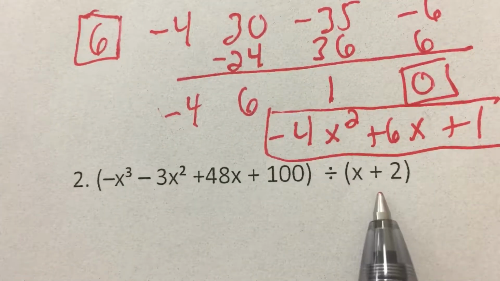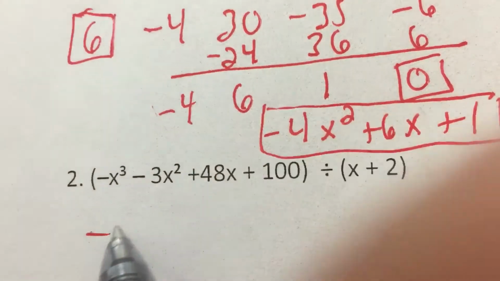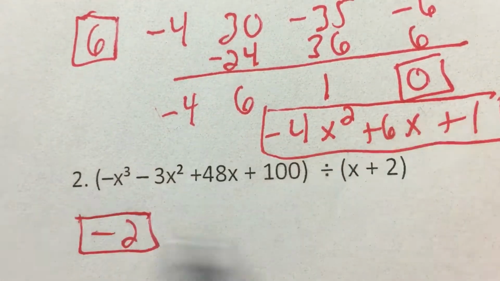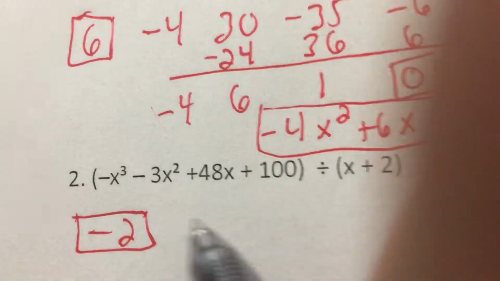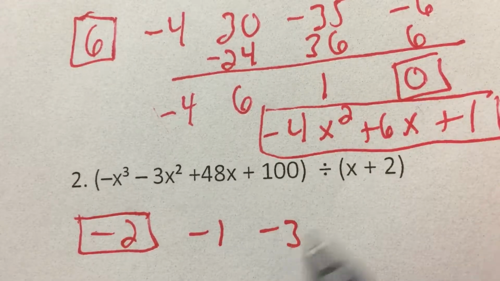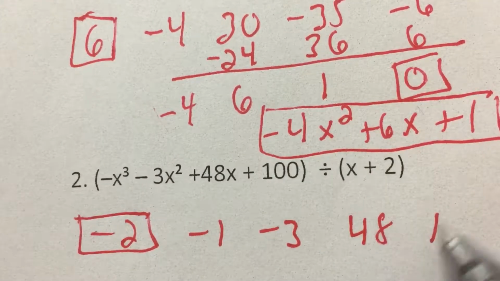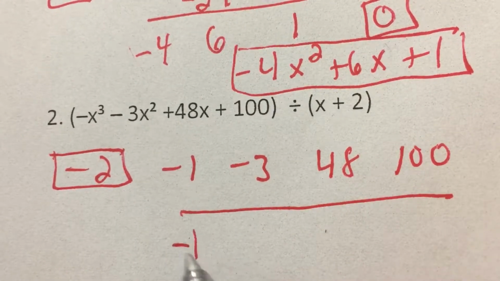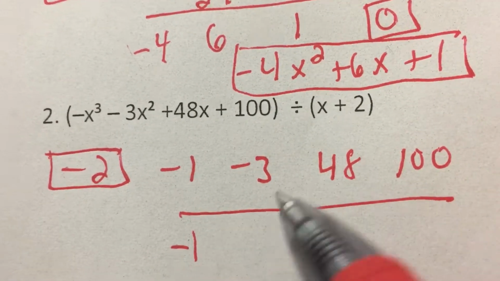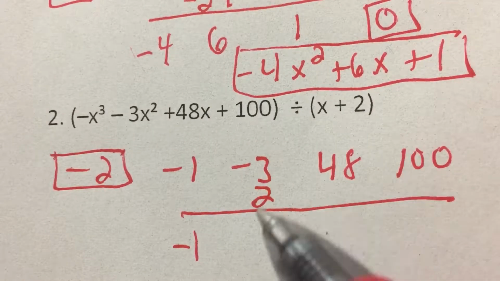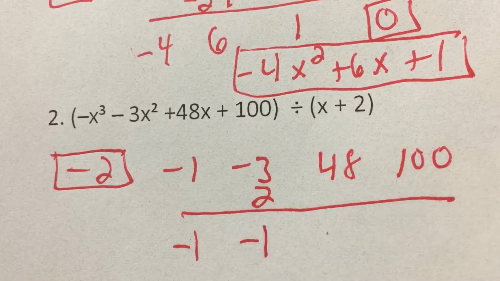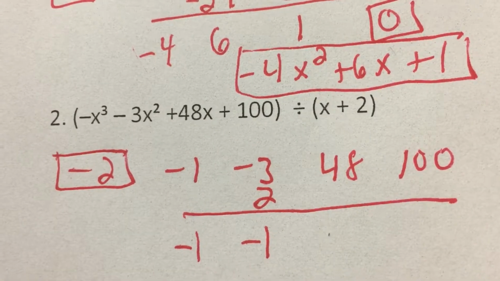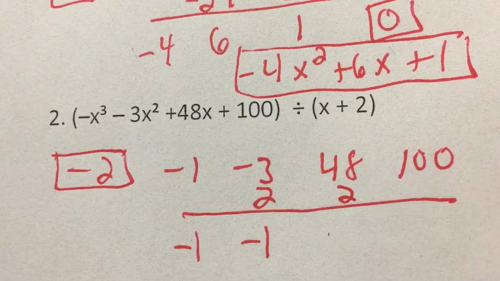Number 2, our box number is going to be a negative 2. Our coefficients are negative 1, negative 3, 48, and 100. Drop the negative 1. Negative 2 times negative 1 is positive 2. Negative 3 plus 2 is negative 1. Negative 2 times negative 1 is still positive 2.